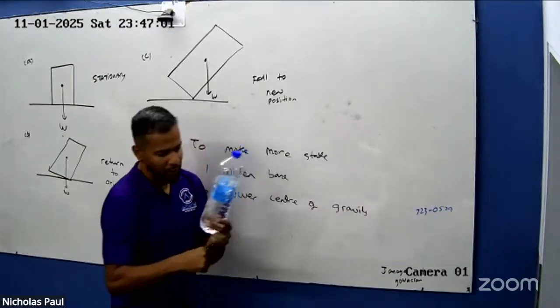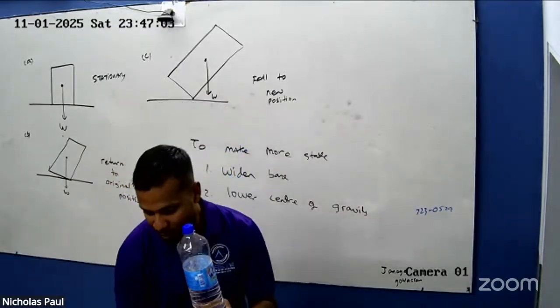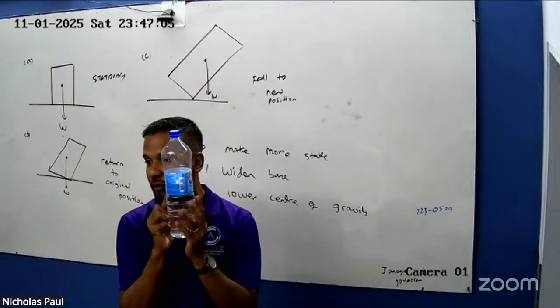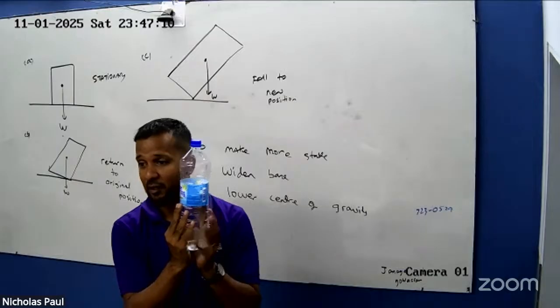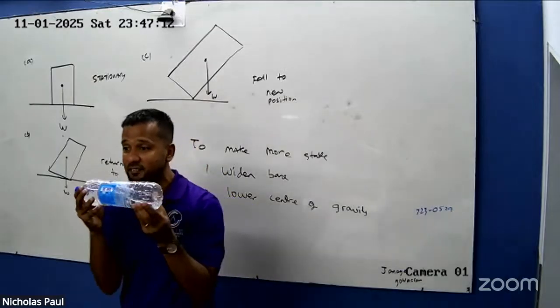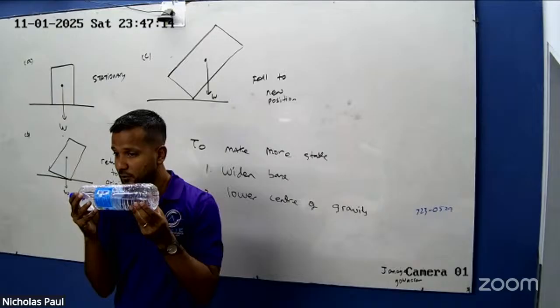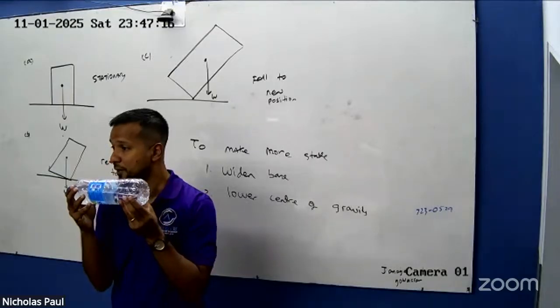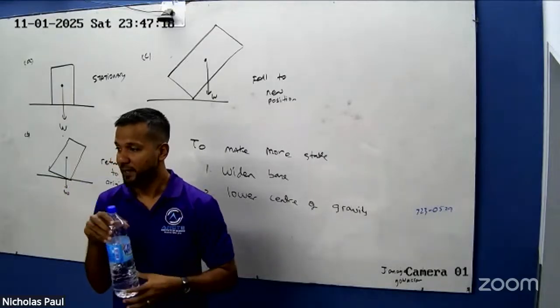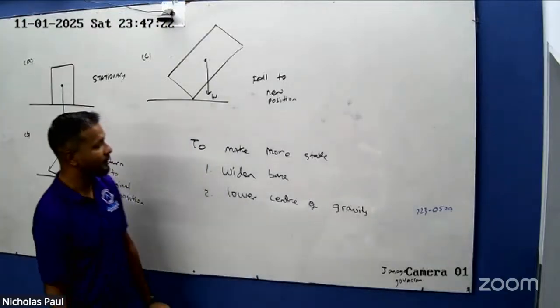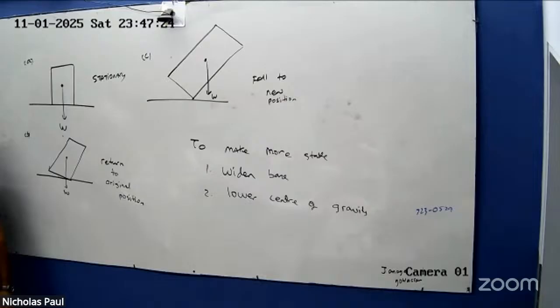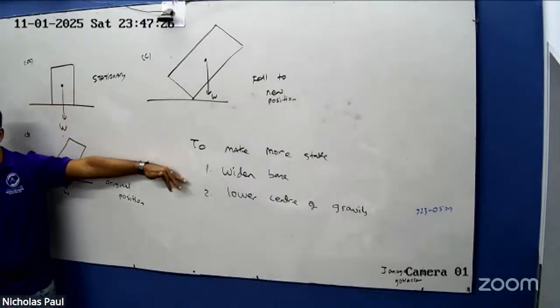So if I lower my center of gravity, drink out some of the water and lower it, you'll recognize that it wouldn't fall as easily. That's okay? If I widen the base like this, it wouldn't fall as easily. You okay with that? Yeah, so drink one half and see what happens. Everybody okay with that? So you see how important center of gravity is?